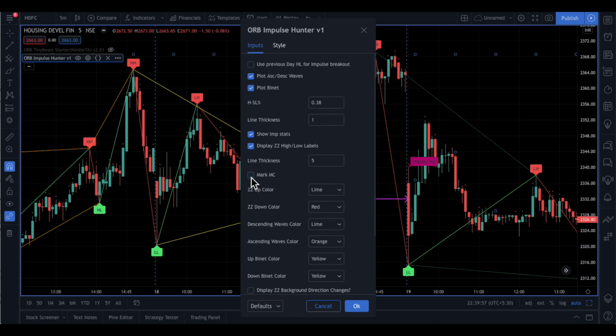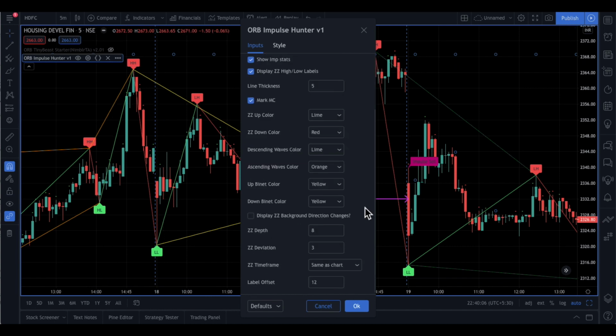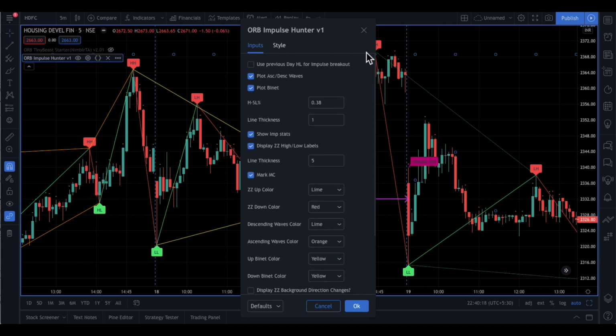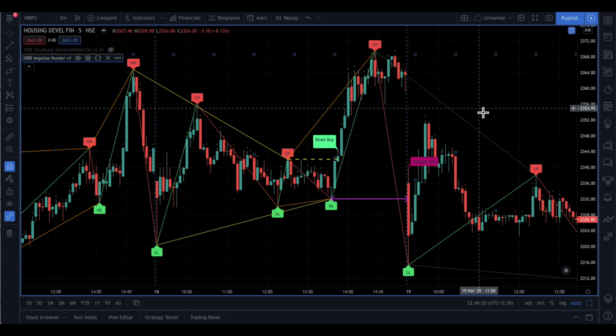Suppose I don't want to mark the momentum candle, I can switch the momentum candles off. And these are the various zigzag lines, if you want to mark them, the zigzag settings, however you want to use them. You can use the zigzag setting and of course the various ascending descending waves, and you can change the colors if you want according to your choice. So it's a very nice indicator for serious users.